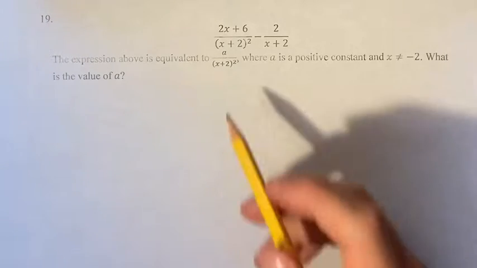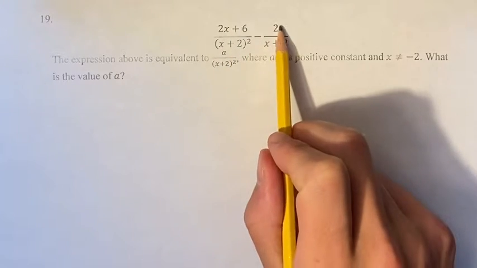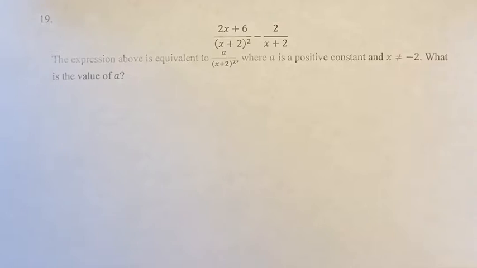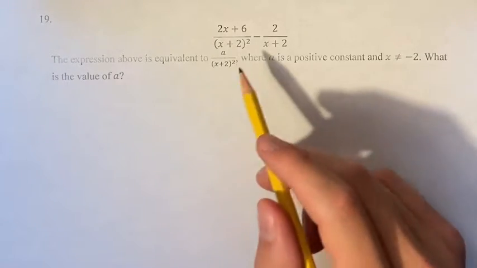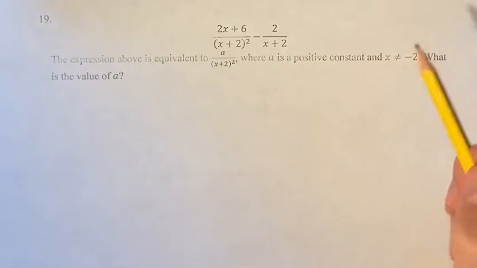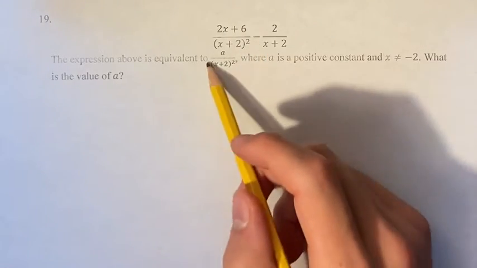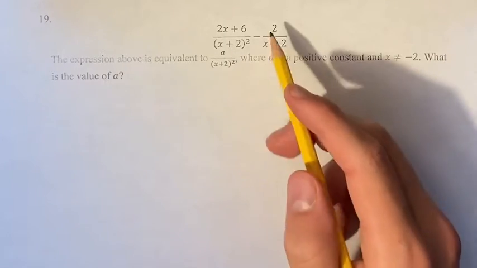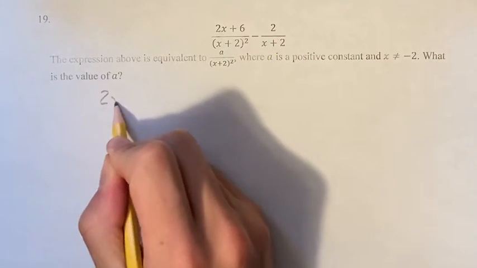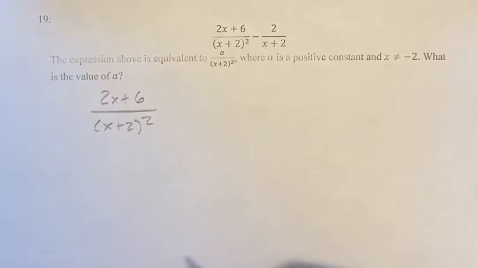This problem, we're given the expression (2x + 6)/(x + 2)² minus 2/(x + 2), and we're told that this expression is equivalent to a/(x + 2)², where a is a positive constant. So to find a, we're going to have to convert this into a single fraction with the denominator (x + 2)². So (2x + 6)/(x + 2)²: this one's all set. This one already has the denominator.